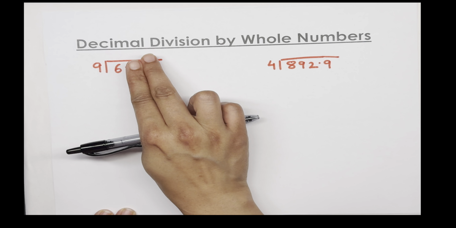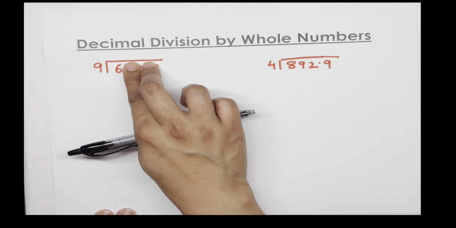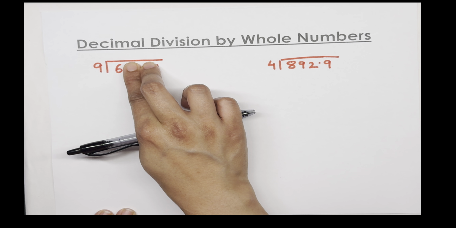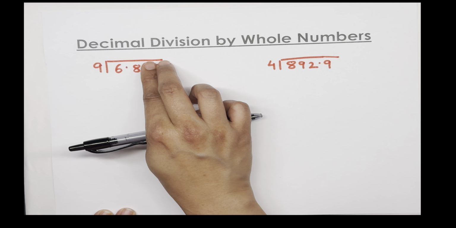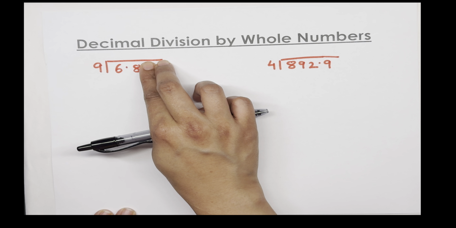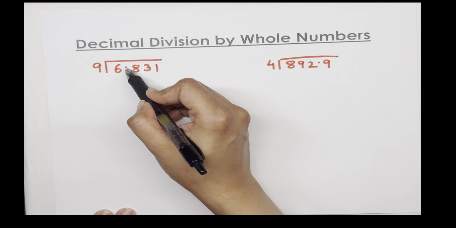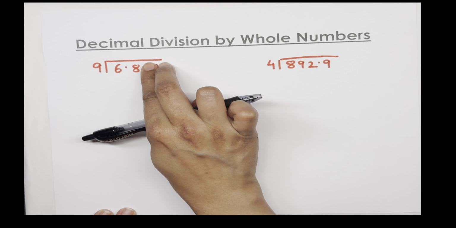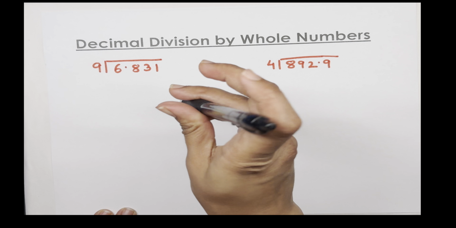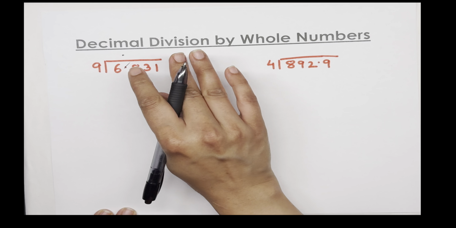So let's start comparing. If you see, the dividend is 6 and the divisor is 9. So it's not going, then you have to take one more digit. But there is a decimal in between. To do a proper division, we have to take out the decimal and put it in the quotient.